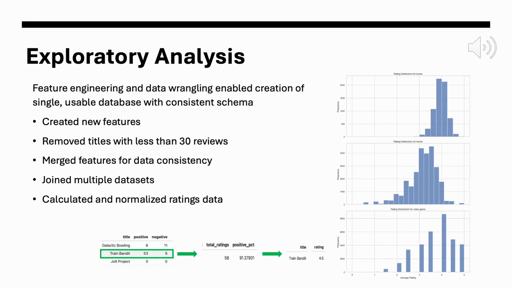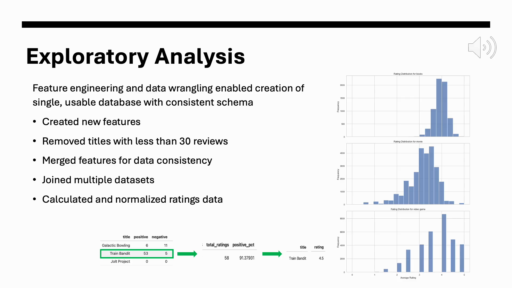So before we could get into the backbone of the system with the AI agent and the recommender system, we had to do some exploratory data analysis, which involved reviewing each of the files in each of the entertainment domains. And that included feature engineering and data wrangling, which enabled us to create the single usable database with a consistent schema. We had to create some new features.